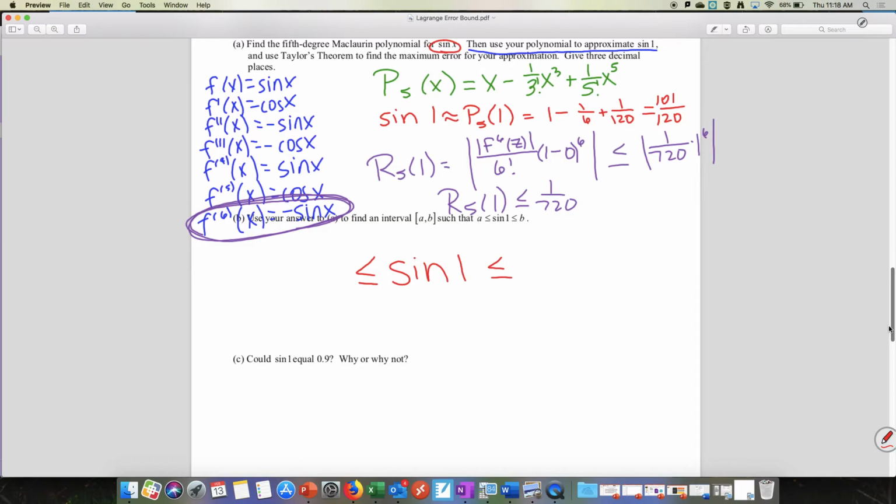With me? All right. So the sine of 1 is really between, help me out, take 101 over 120 and add 1 over 720. Oh my goodness. I'll let you use your calculator and give me a decimal to 5 places.